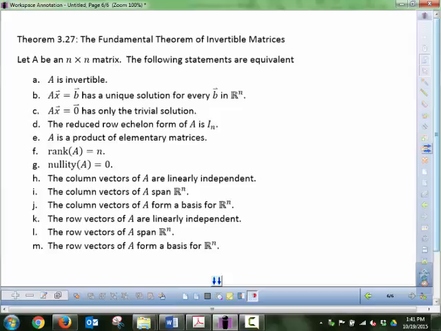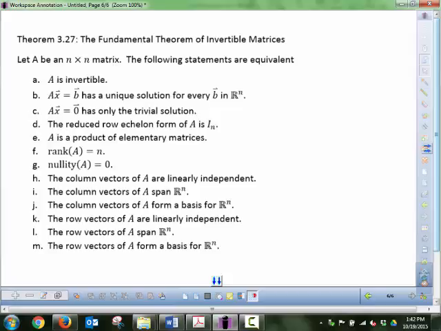So if we take a look at just identifying the column vectors, they're linearly independent because they form a basis for the column space. So if they form a basis, by definition, they should be linearly independent. The column vectors span Rn. The row vectors are also linearly independent, and they also span Rn because this is an n by n square matrix.